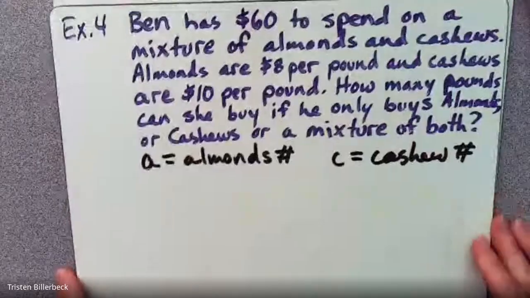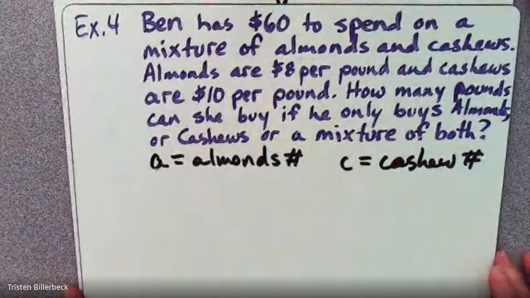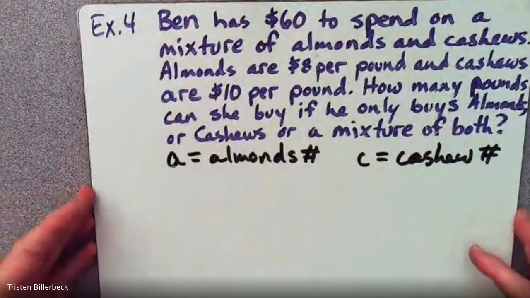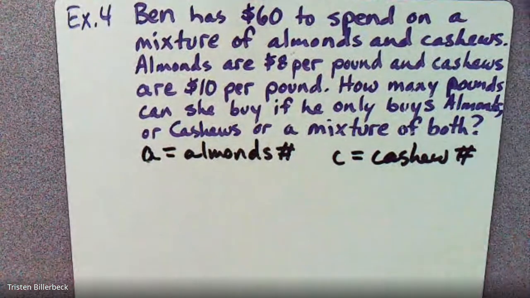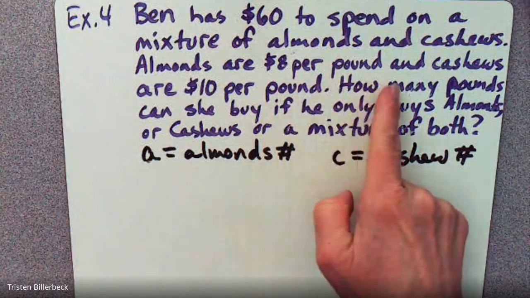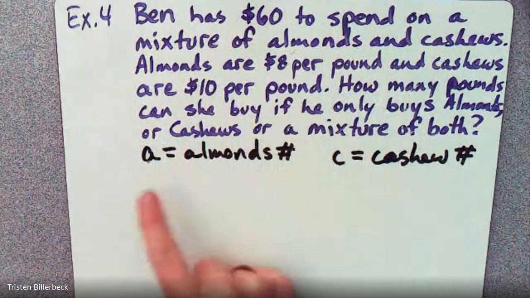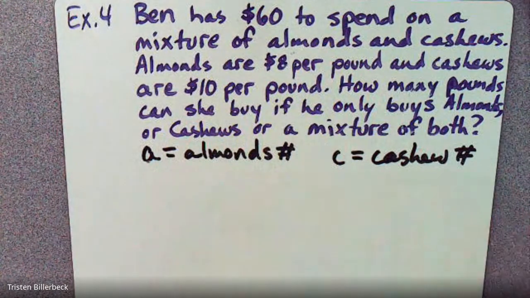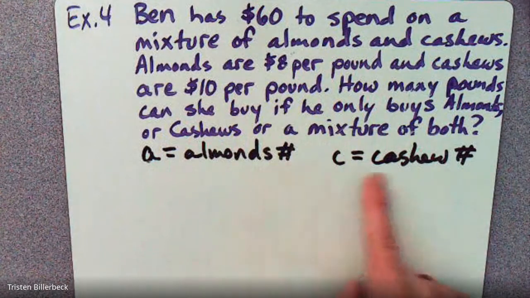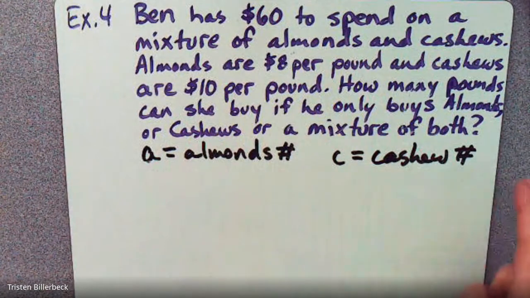All right. Our last example is about going to the grocery store, and we have $60 to spend on a mixture of almonds and cashews. Perhaps there's a party and we need them. Almonds are $8 per pound and cashews are $10 a pound. We'll use variables A for the number of pounds of almonds, and C for the number of pounds of cashews.